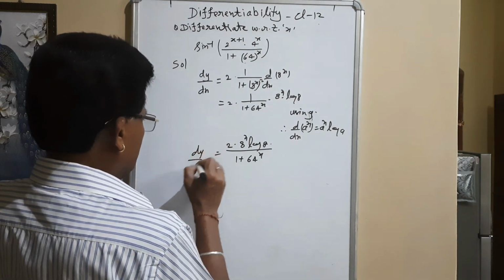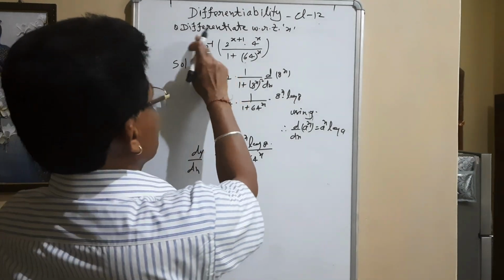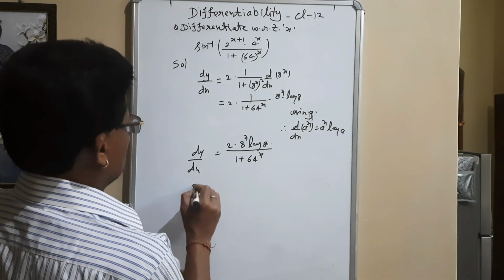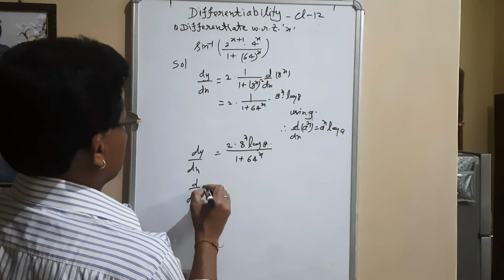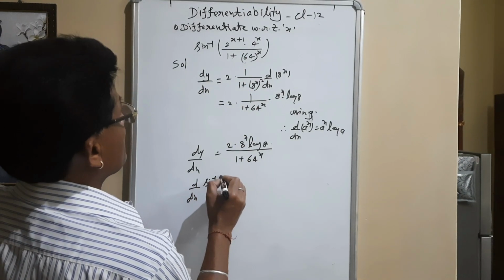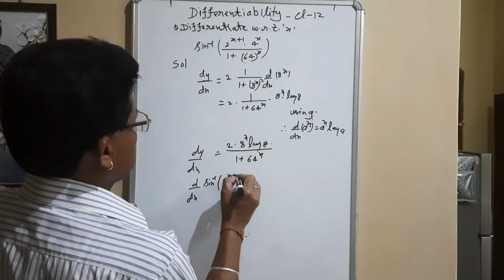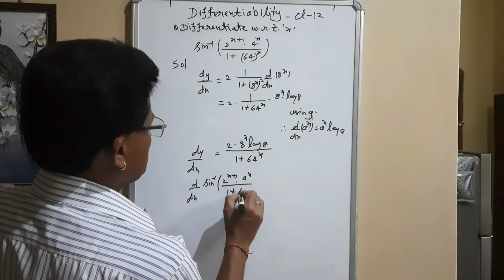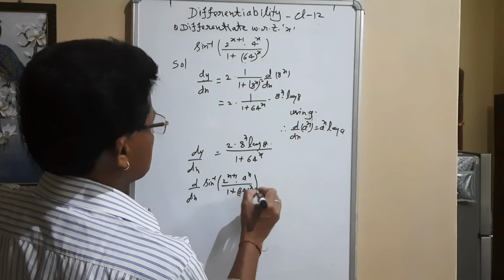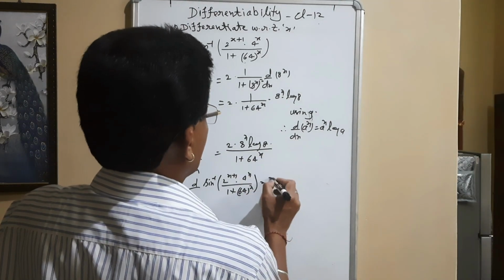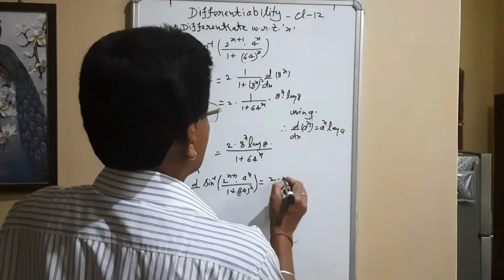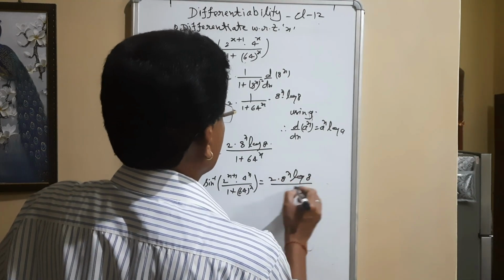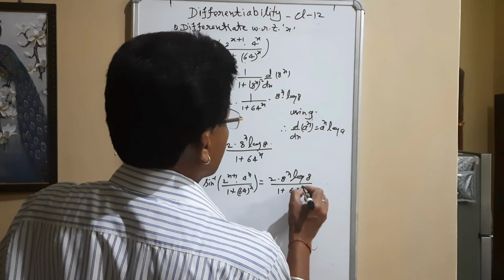My dear student, dy upon dx, but the value of y is this one. This is the value of y. Means you can write its solution in that way also. d upon dx of sine inverse of (2 to the power x plus 1 into 4 to the power x upon 1 plus 64 to the power x) will be equal to what? 2 into 8 to the power x log 8 divided by 1 plus 64 to the power x.